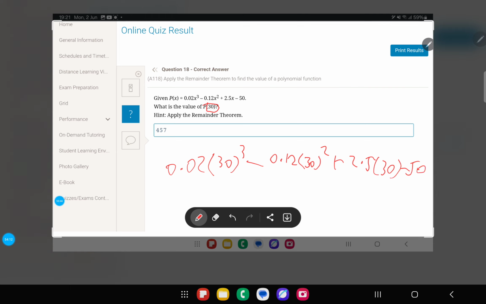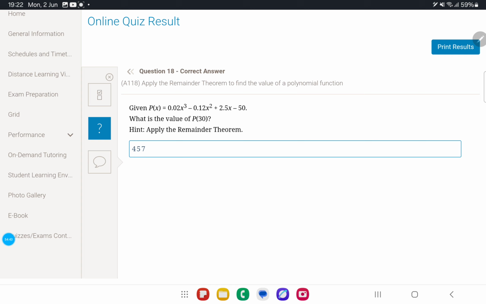Let me just put it in the calculator to make sure. 0.02 times 30 cubed minus 0.12 times 30 squared plus 2.5 times 30 minus 50. You're going to get 457 as a final answer. And that's it. This is the final question, and it's the easiest one.